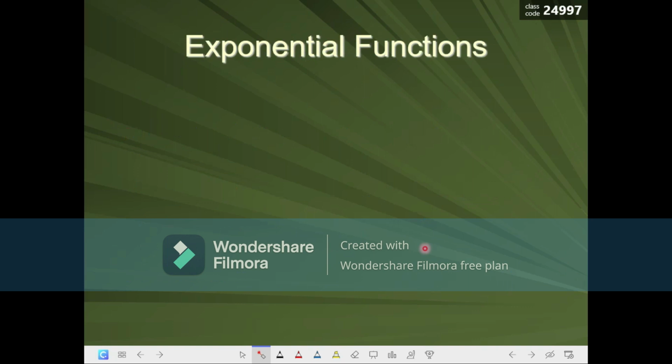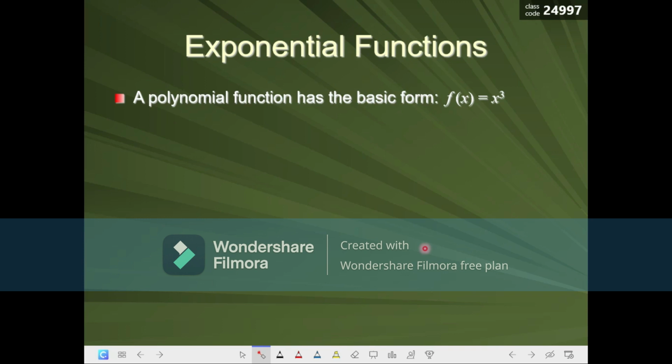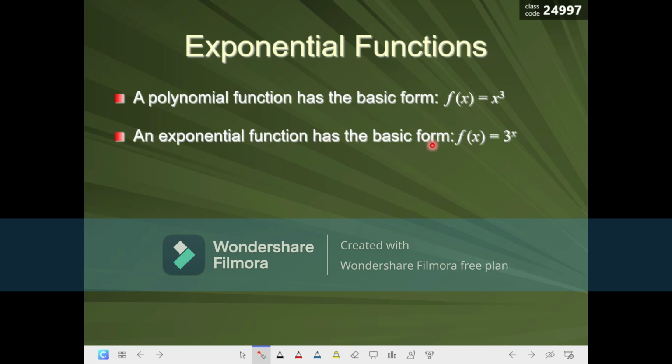So what is then an exponential function? A polynomial function has the basic form f of x is equal to x cubed. We've been discussing polynomial functions. Now how about an exponential function? It has the basic form f of x is equal to 3 to the power of x.